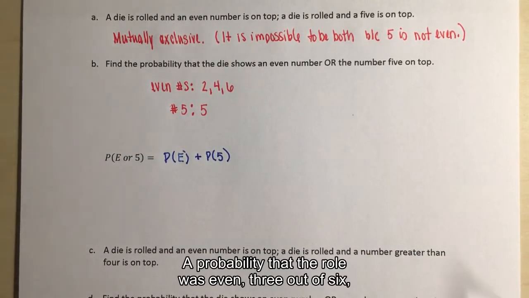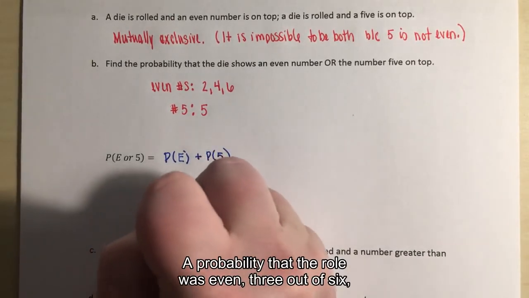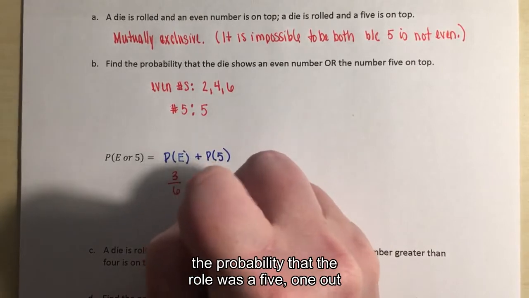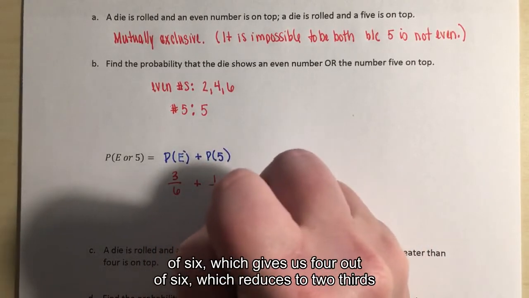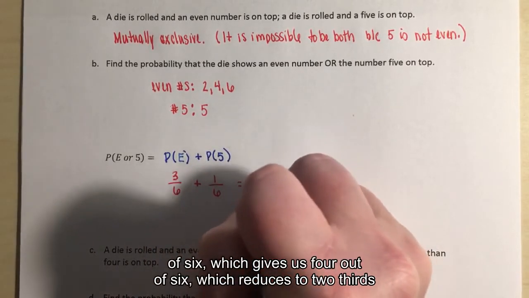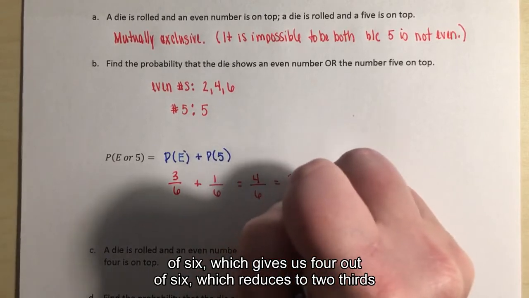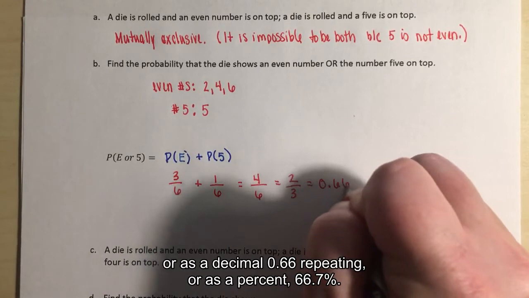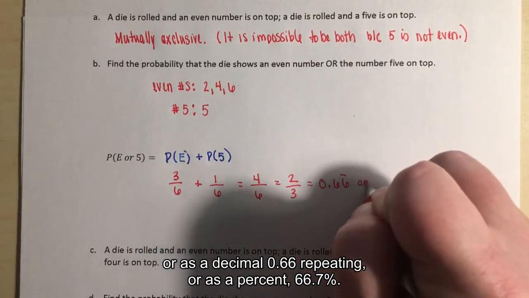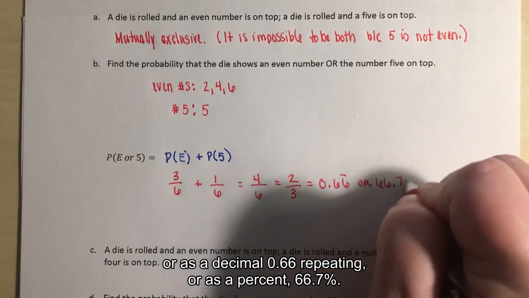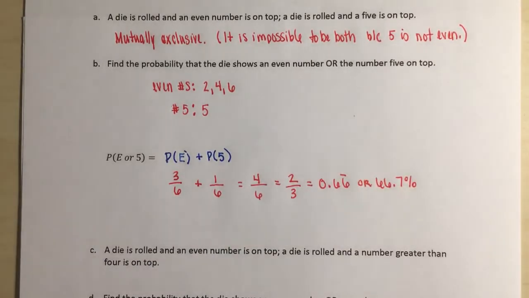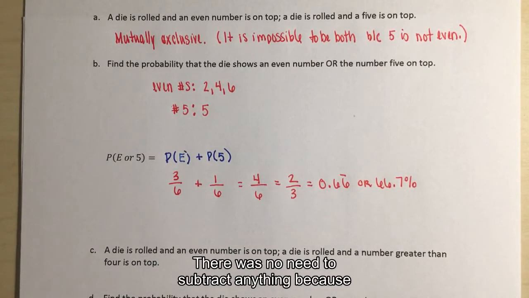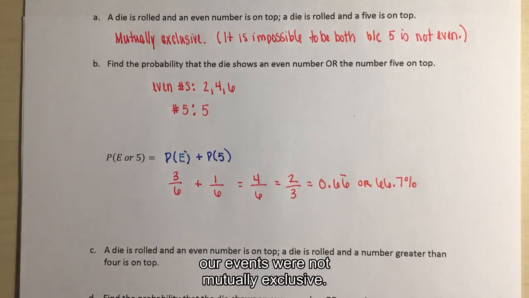Probability that the roll was even, 3 out of 6. The probability that the roll was a 5, 1 out of 6, which gives us 4 out of 6, which reduces to 2/3, or as a decimal, 0.66 repeating, or as a percent, 66.7%. Okay. So that's one way that we can work that out. There was no need to subtract anything because our events were mutually exclusive.